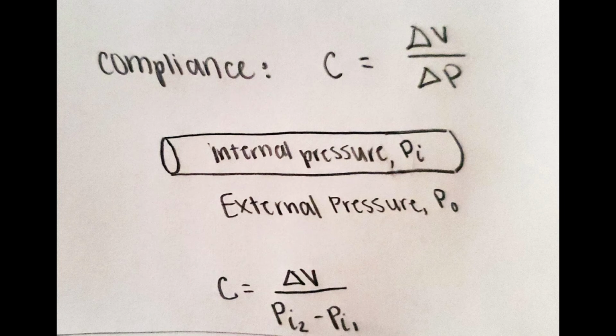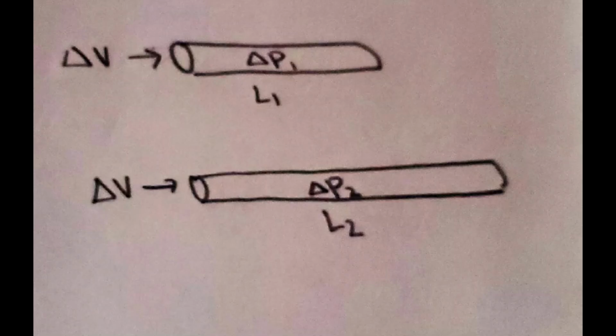The other part of this concept is compliance. Compliance is the ability of the blood vessel to respond to an increase in pressure by distending or swelling. Compliance can be calculated by the change in volume divided by the change in pressure. There are two types of pressure when it comes to a tube: internal pressure and external pressure. The compliance is calculated using the internal pressure. So the equation for compliance comes out as the change in volume divided by the difference between the final internal pressure and the initial internal pressure.